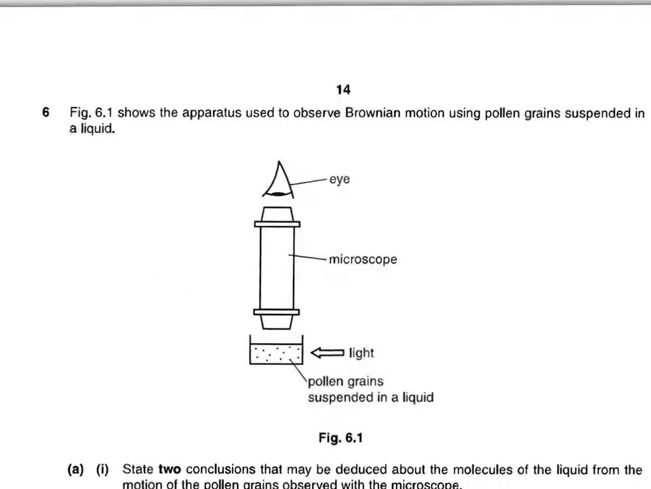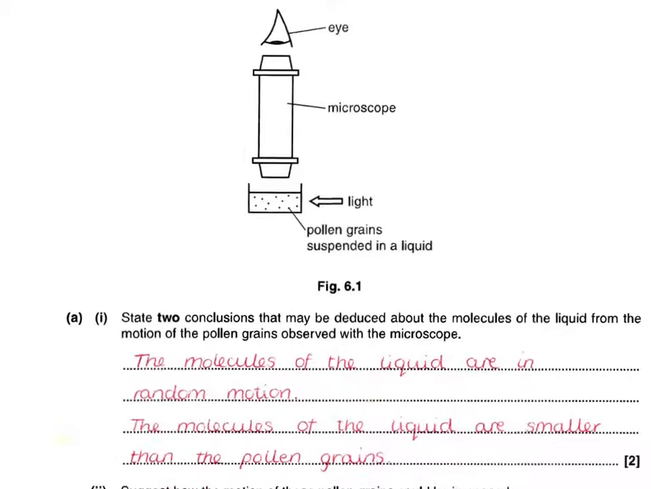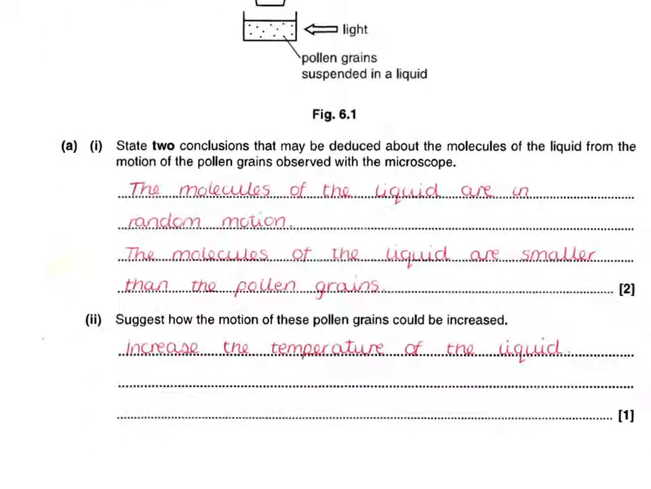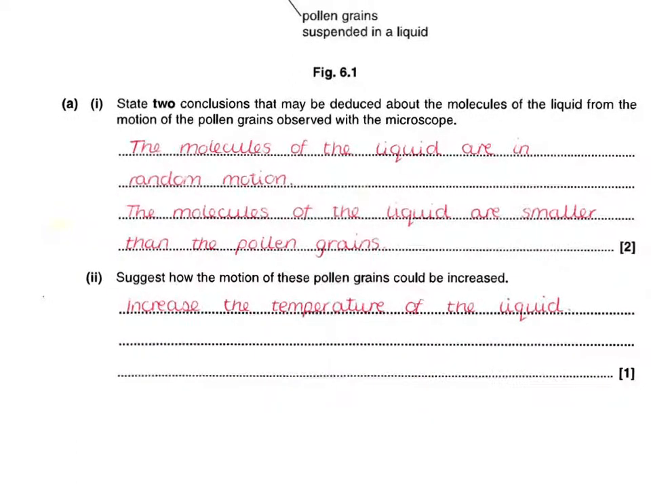This is a Brownian motion question. The first part asks you about the conclusions drawn from Brownian motion, in this case, the pollen grains suspended in the liquid. The molecules of the liquid are in random motion. You must say either random or hazard to gain this mark. They do not allow zigzag.